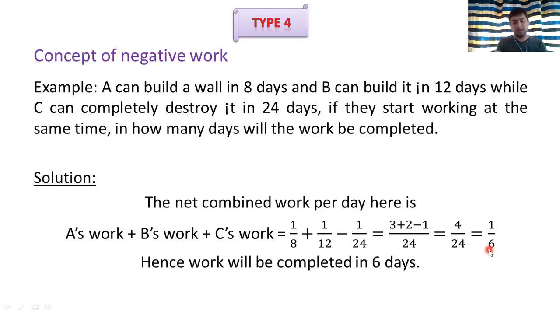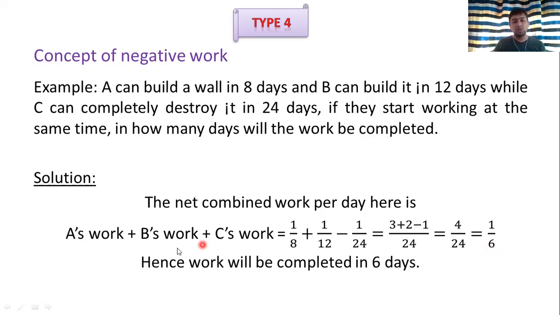Okay. So 1/6 on the first day, on the second day it will be 1/6, third day 1/6. Likewise, they have to work for 6 days. 1/6 plus 1/6 plus 1/6 plus 1/6, you have to add 1/6 six times, so that you will get 6/6. So it will be 1. When you are getting 1, that means you are completing the work.